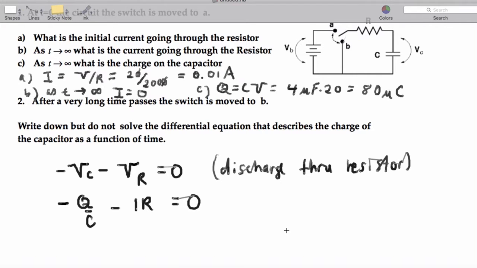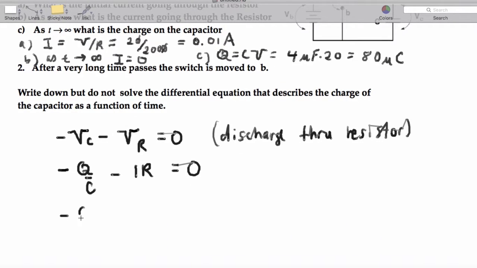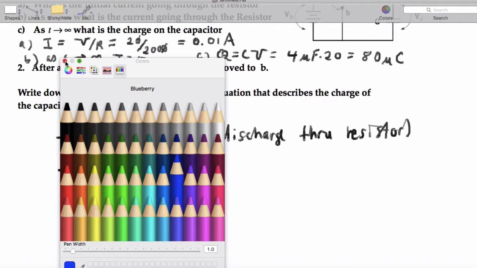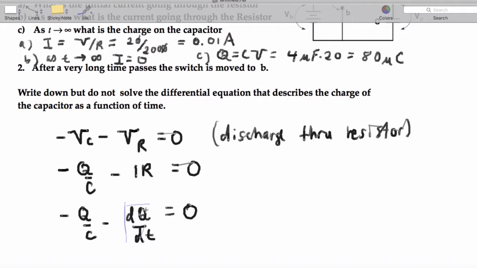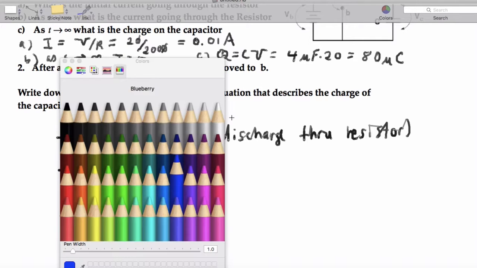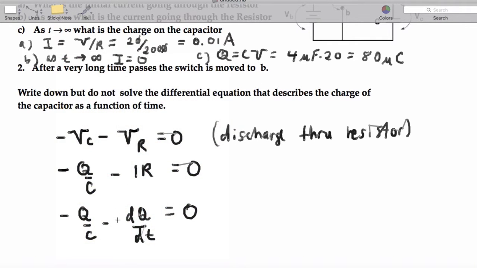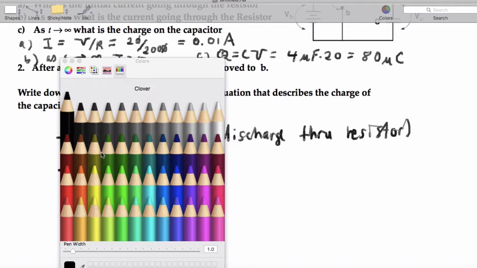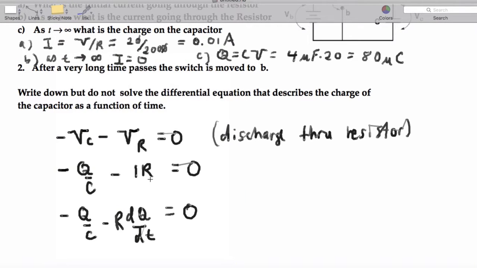And the differential equation we're eventually going to solve is negative Q over C minus R dQ/dt equals 0. One thing we should notice about this differential equation is that it's got a dQ/dt, and I need to add the R for the resistance right here. The thing I want to note is, first, there's the derivative of Q, and then there's Q itself.